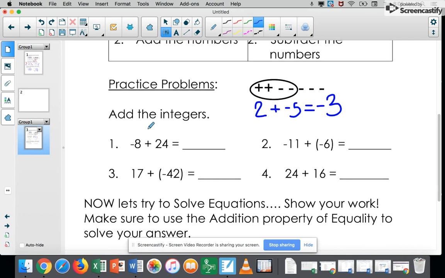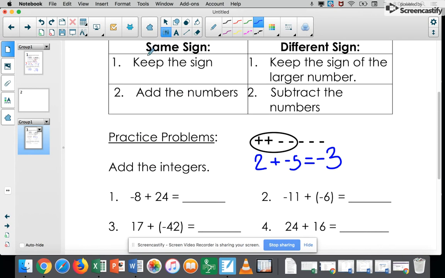In problem number 1, I'm going to ask myself, do I have the same sign or different signs? Here I have different signs. I've got a -8 and a 24. Let's follow my different signs rules. Number 1, keep the sign of the larger number. Which number's larger, 24 or 8? Hopefully you're saying 24 to yourself. That means I have more positives than negatives, so my answer will be positive.